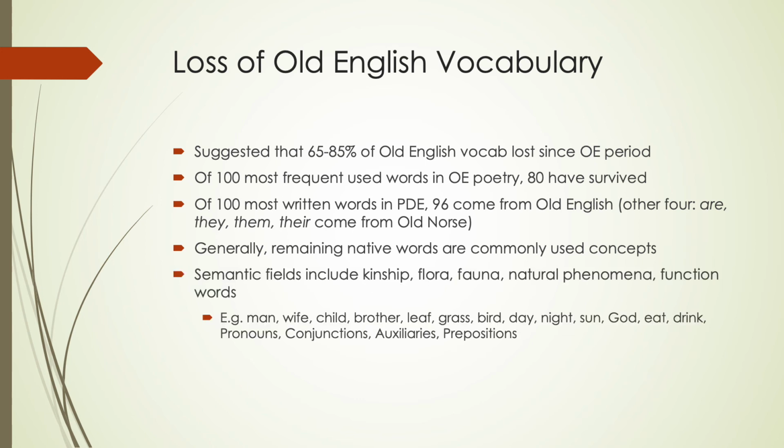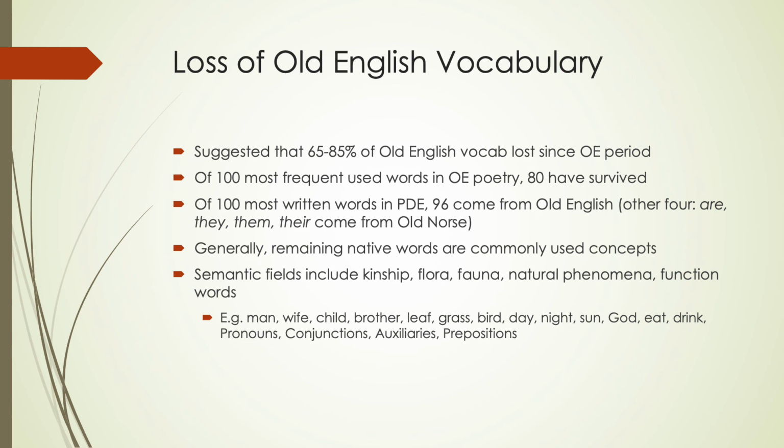You would expect that the most commonly used terms would remain native and would preserve themselves over time. So these semantic fields, things like kinship, flora and fauna, natural phenomena, function words, things that you might find in the Swadesh list are going to be the ones that we still see retaining those historic Germanic roots. So things like man, wife, child, brother, God, eat, drink, our function words like our pronoun system, conjunctions, some auxiliaries and prepositions, which there were fewer of in Old English, but the ones that we had there, we still see today largely.